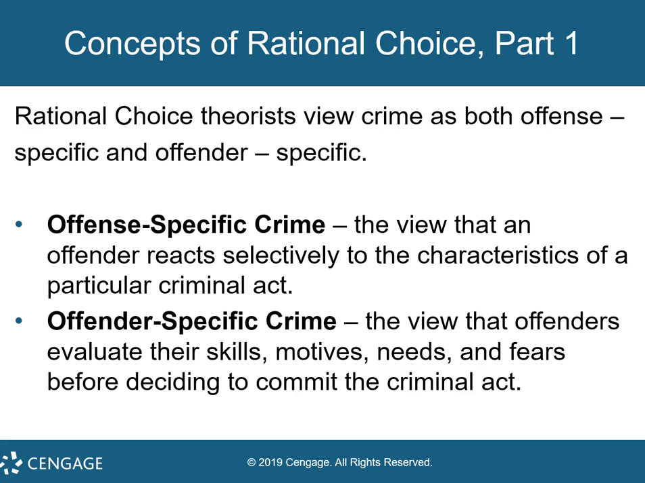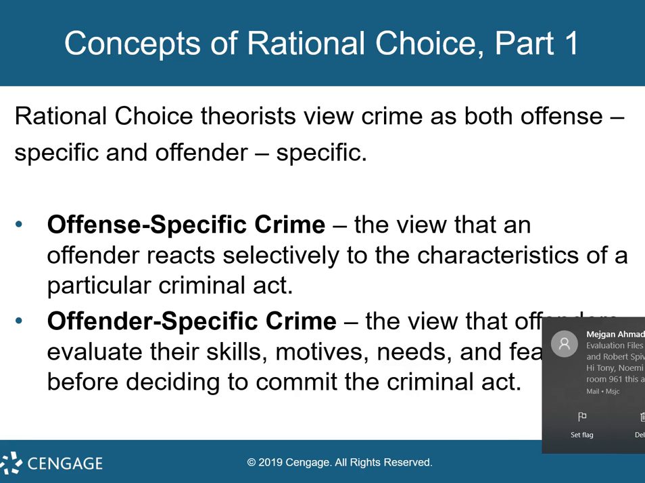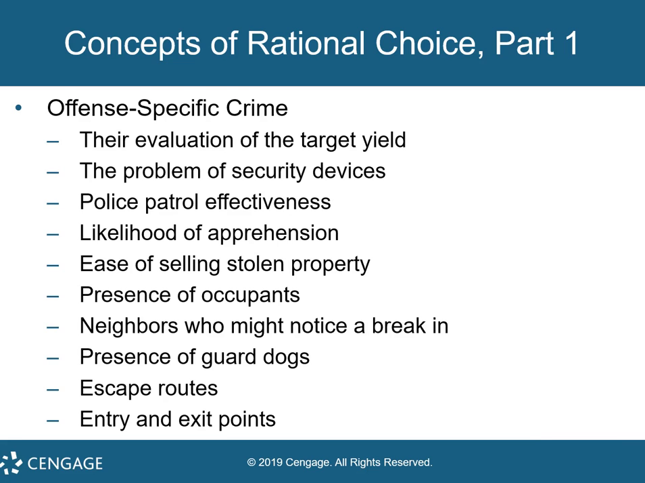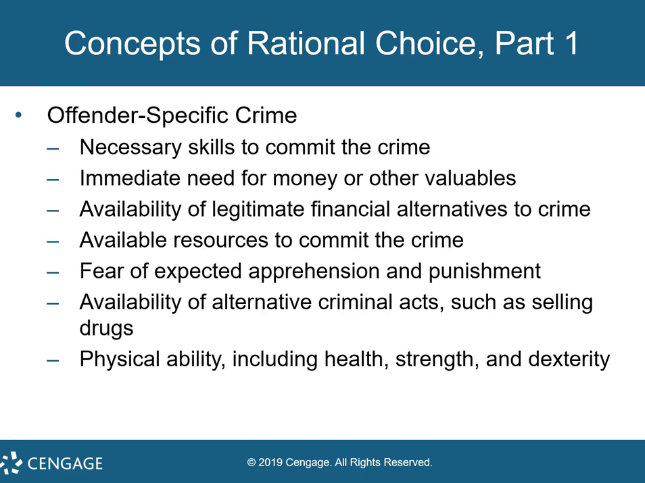Fear of expected apprehension. Availability of alternative criminal acts. So instead of breaking into this house, maybe I can just sell dope instead. And then finally, and we can't forget about this, do I actually have the physical ability, like the health, the strength, or the dexterity to actually do this? So summarizing, going back, these are the offense-specific things that we would look at. And these would be the offender-specific type things that we would look at.